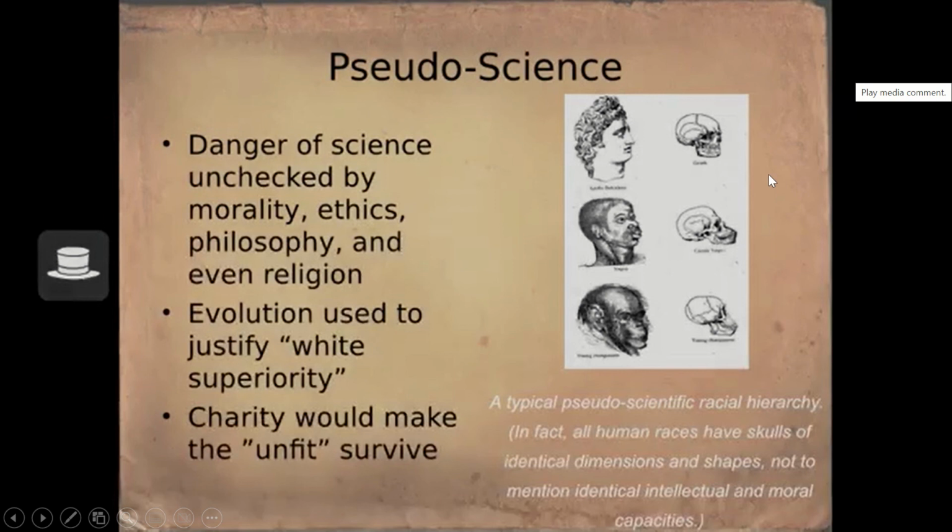Y'all, look at this. Legitimately, they're like, this is what a white person's skull looks like. This is what a black person's skull looks like. This is what a monkey skull looks like. See, black people's skulls look like monkey skulls. Which is not true. It doesn't matter who drew it. They drew it and then put it in textbooks and sold it like it was real science.